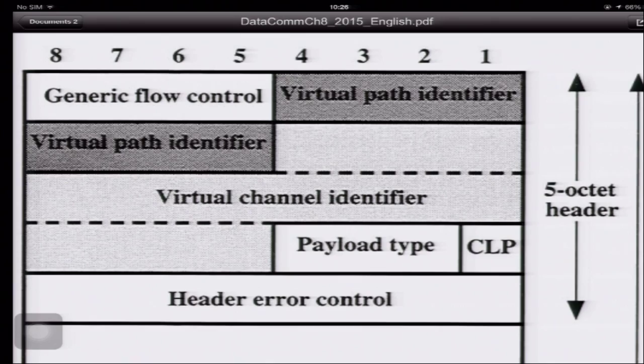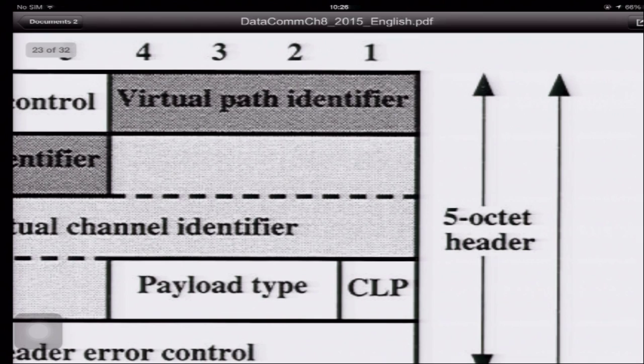CLP is cell loss priority. This is only 1 bit, on the 4th byte of the header. The cell loss priority is to differentiate the high priority traffic. High priority traffic has a CLP equal to 0, and low priority traffic has a CLP bit equal to 1. If there is congestion inside the network, the low priority cell will be thrown away to reduce the load of the network.